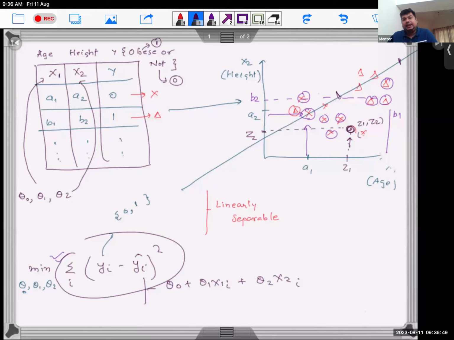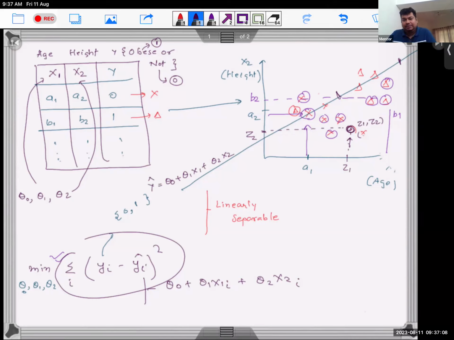When you did linear regression, you found this line. The equation of this line is theta naught plus theta 1 x1 plus theta 2 x2. Does that make sense? That is what you found. This is your y hat, the line that you found. Now I'm going to show you how to do classification.